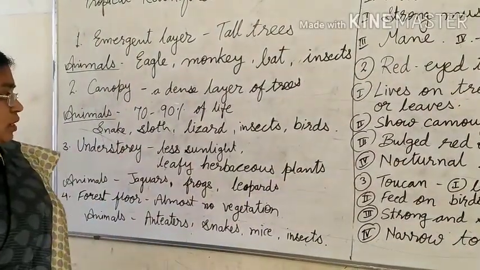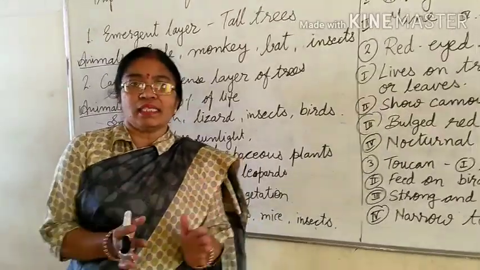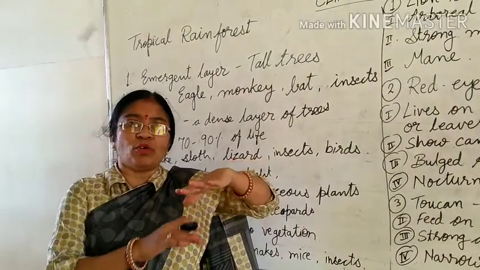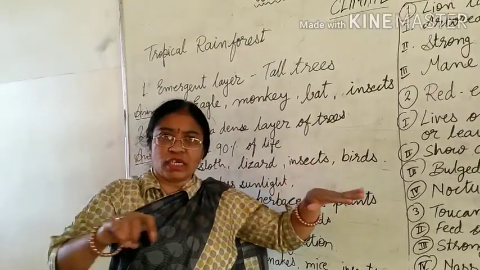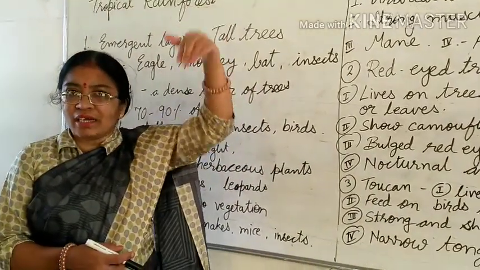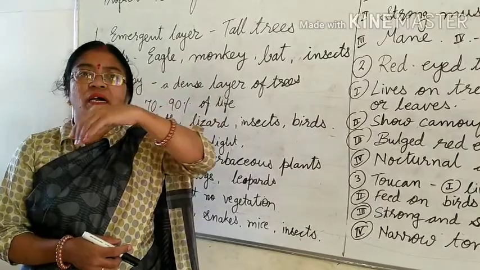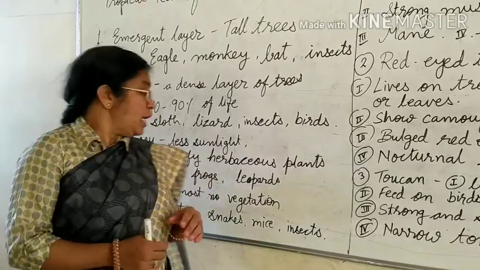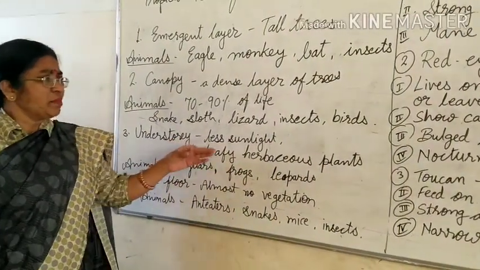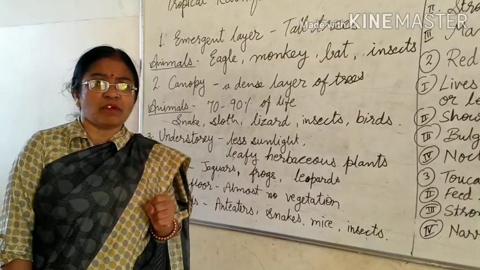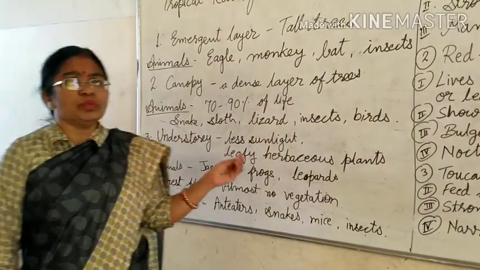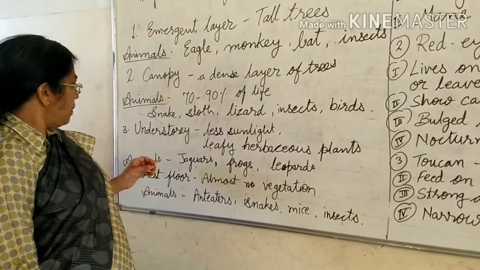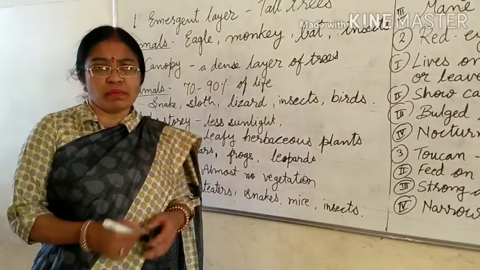Now, the third is understory. Understory will get less sunlight. The canopy acts like a strainer, and through this strainer the light will pass through the pores found in between the leaves of the canopy, and from there this light will reach the understory. Here some leafy herbaceous plants, that is, some small plants, are found, and this layer gets only 2 to 15% sunlight. So many animals like jaguar, frogs and leopards will be found there.